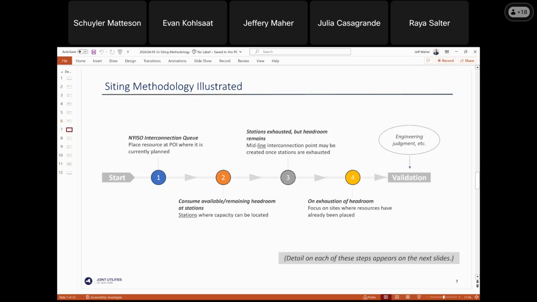So this slide 7 here is the big picture. The next 3 or 4 slides get into the details of what we're expecting to do. From the big picture perspective, we're going to start with the interconnection queue and look at projects that are advanced into the queue and cite those as they're proposed to be cited as part of their interconnection study.